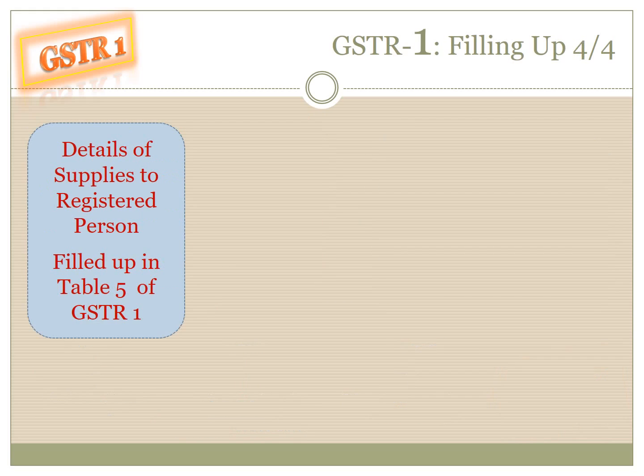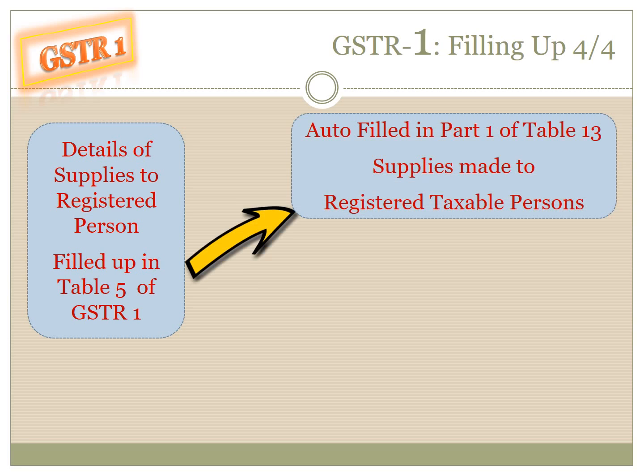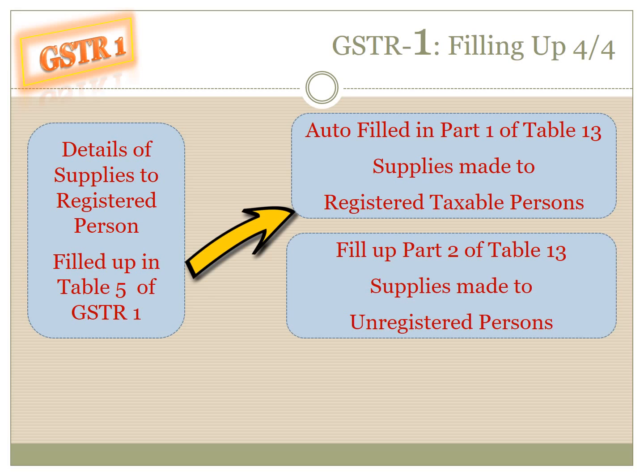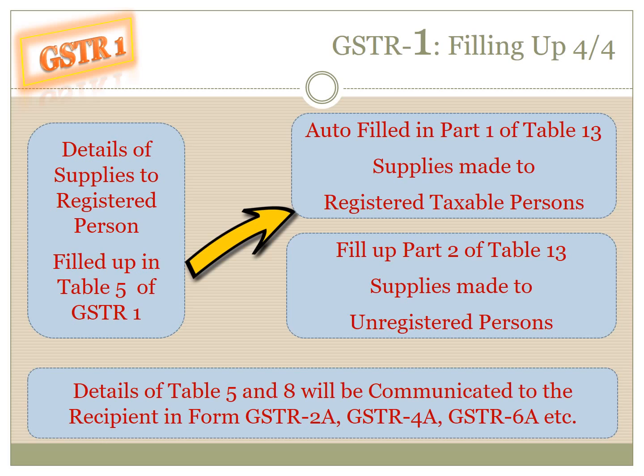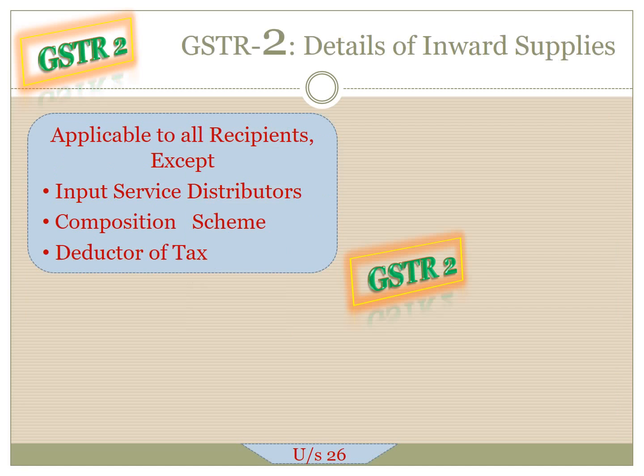In Table 5, the details of all supplies made through e-commerce portals were flagged. This data will be auto-filled in Part 1 of Table 13. Supplies made to non-registered persons will be filled up in Part 2 of the table. After the due date of submission of the form, that is 10th, the details filled up in Table 5 and 8 will be communicated to the recipient in Form GSTR 2A, 4A, 6A, etc.